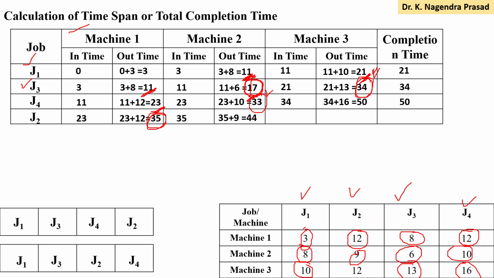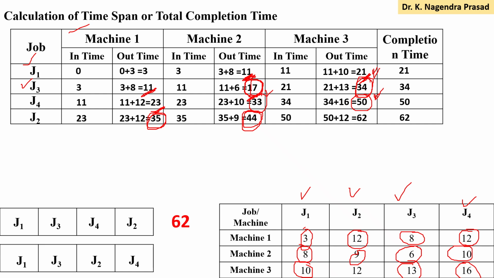So next, job J2 has to be moved to machine 3. Here observe the out time of machine 2 is 44. Similarly, the out time of machine 3 is 50. So among 44 and 50, 50 is the maximum. Then the in time is 50, and 50 plus the processing time 12, so the total time is 62. So the completion time for job J2 is 62. So the total completion time for the sequencing order J1, J3, J4, J2 is 62 hours.